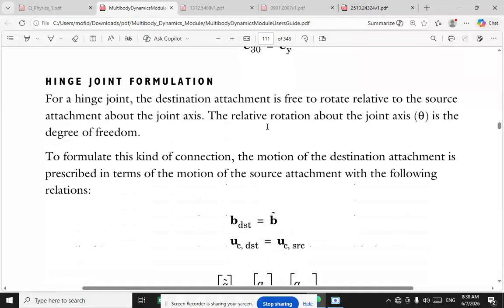Hinge joint formulation. For a hinge joint, the destination attachment is free to rotate relative to the source attachment about the joint axis. The relative rotation about the joint axis, theta, is the degree of freedom that formulates this kind of connection. The motion of the destination attachment is prescribed in terms of the motion of the source attachment with the following relations.